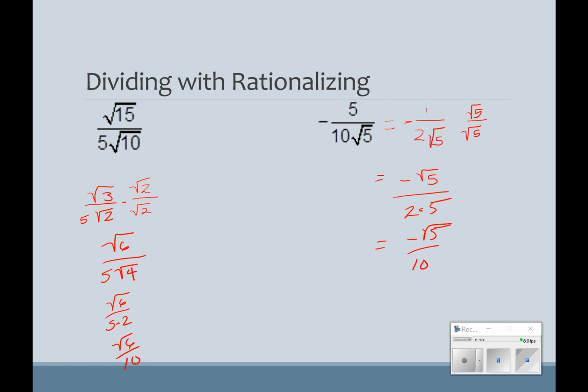Okay, so in today's video and in the class the last couple days, we've been talking about doing operations with radicals, adding, subtracting, multiplying, and dividing.